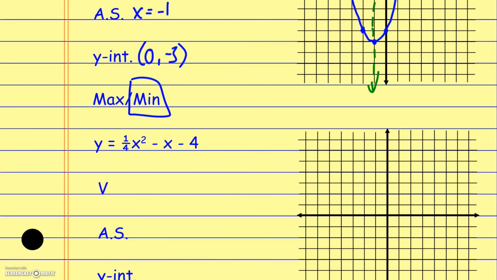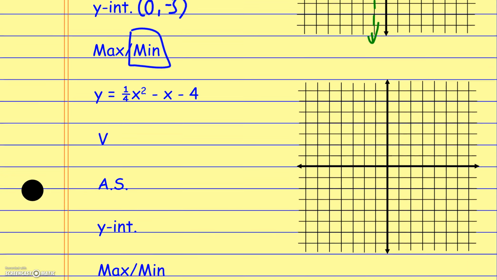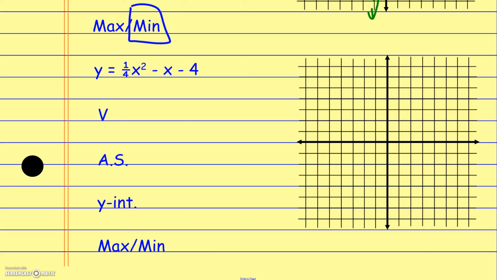If I look at the next one, again, I'm going to find the vertex, so I have to do the opposite of b over 2a. So in this one, the opposite of b is going to be a positive 1 this time, over 2 times a, which is a 1/4. So that's going to be 1 over 2 times 1/4 is a 1/2. And now dividing by a fraction is the same as multiplying by the reciprocal. So that's actually going to give me a 2 when I multiply that out.